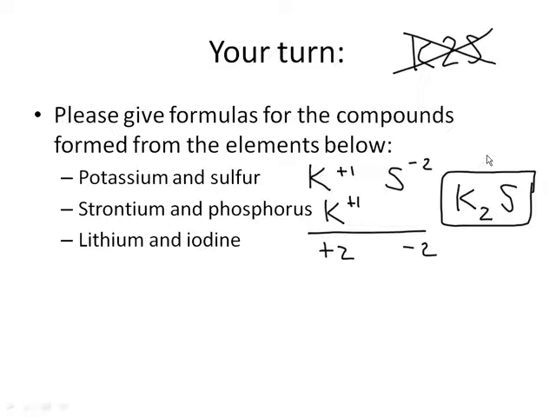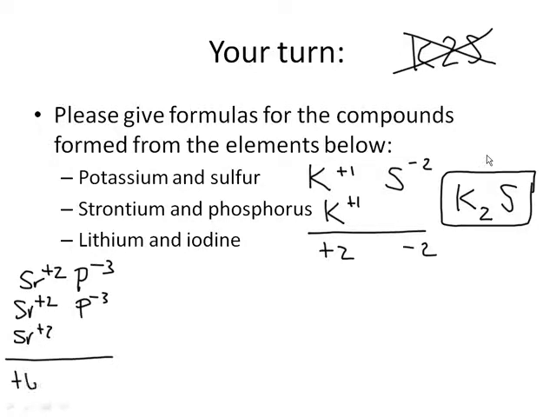Strontium and phosphorus. Strontium is a +2 charge. Phosphorus is a -3 charge. So this is a little bit more complicated. I can't just add more of one of them. I need to think about what the lowest common multiple of 2 and 3 is, which if you think about it, you'd come up with 6. So that means I need to have enough strontiums to equal plus 6 and enough phosphorus to equal minus 6. So if you think about it, that means we need 3 strontiums and 2 phosphorus.